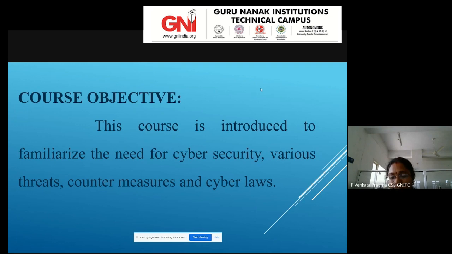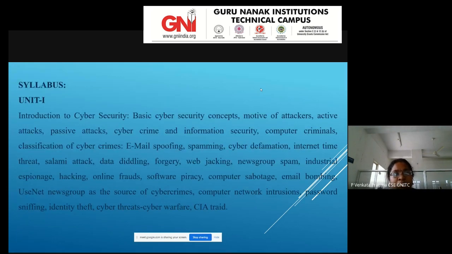Let's enter the syllabus. In the first unit, we will learn what is meant by cyber security. We'll have a small introduction to cyber security, some basic concepts like why we need cyber security, what is the importance of cyber security, and what is the history of cyber security. At the same time, we will learn the motive of the attackers, what types of attacks we have, what is meant by cyber crime, and how it affects our information security. Who are called cyber criminals, which person is considered a cyber criminal, what are the different types of cyber crimes, what is the source of these cyber crimes, what effect they have, and how we will identify these cyber crimes. All this small introduction part we will learn in unit 1.